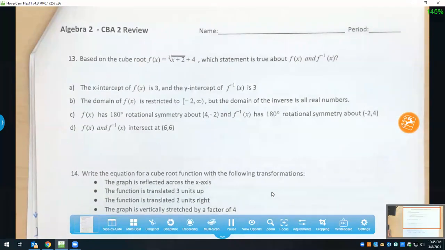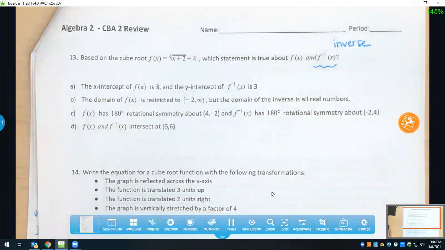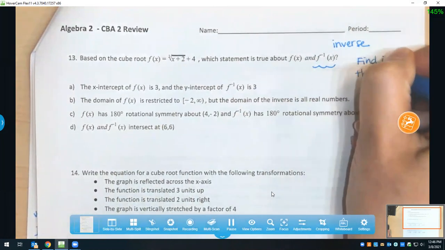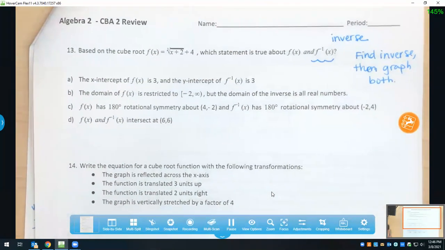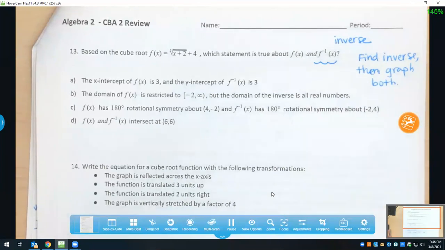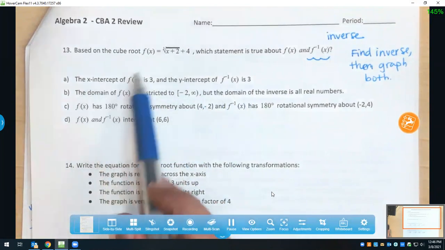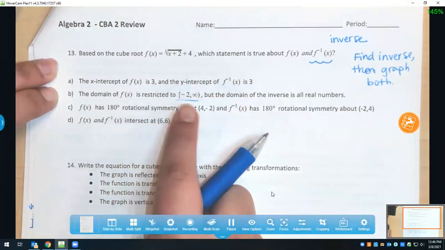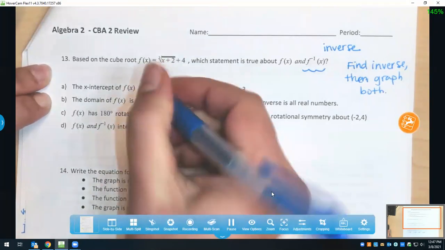Okay. I did want to hit this one because I think it sounds scary. Based on the cube root, which statement is true about f of x and the inverse? Remember, this notation means inverse. One thing you can do is find the inverse, then graph both. And I would honestly recommend that you do that just in case. You can get rid of some answer choices, like the first one: the x-intercept of f of x is at 3 and the y-intercept. Well, I would almost have to graph at least one of them to see if that's true. Let me check the graph. But this next one, the domain is restricted to blah, blah, blah. Okay, we talked about cube root and inverse. Its inverse is the cubic function. These have domains of all real numbers. So there is no domain restriction.